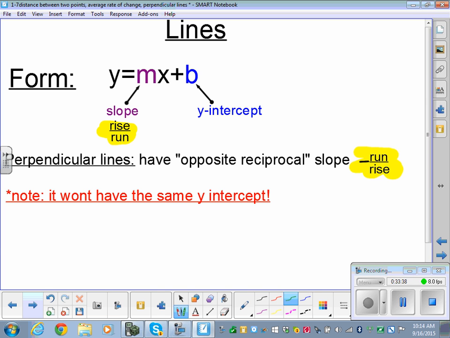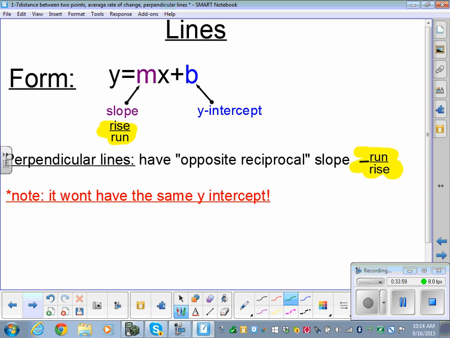Opposite in sign. And then reciprocal means you grab the fraction and flip it. So if you have the fraction 2/3, the reciprocal would be 3/2. You take a fraction and flip it. Does that make sense of what reciprocal means? So opposite reciprocal slope. Finding the slope is the easy part.